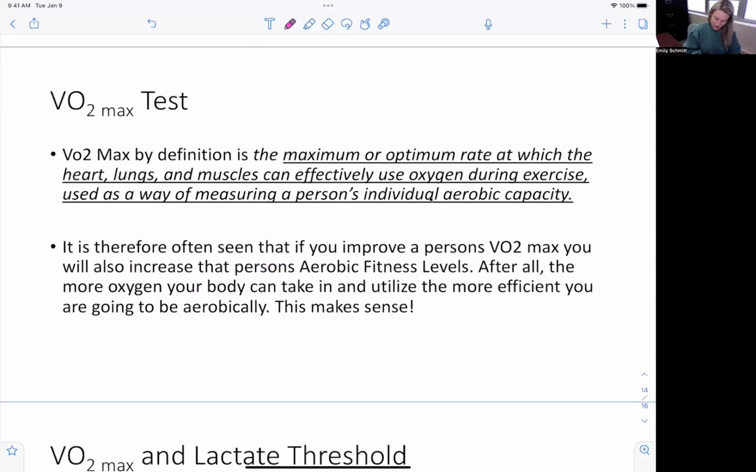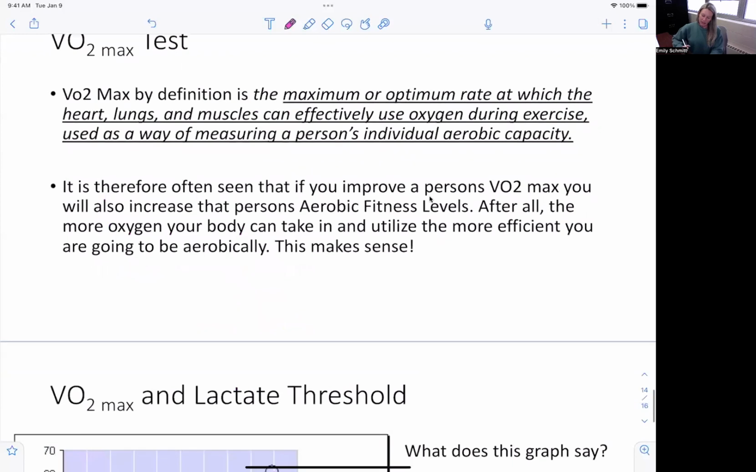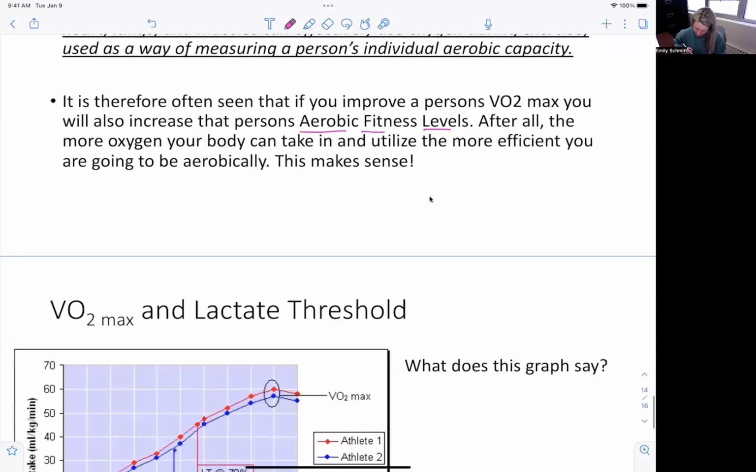So we have discussed VO2 max and the VO2 max test. And so VO2 max by definition is the maximum or optimum rate at which your heart, lungs, and muscles can efficiently use oxygen. It is therefore often seen that if you improve a person's VO2 max, you will also improve the aerobic fitness level. After all, the more oxygen your body can take in and utilize, the more efficient you are going to be aerobically. So that concept makes sense.